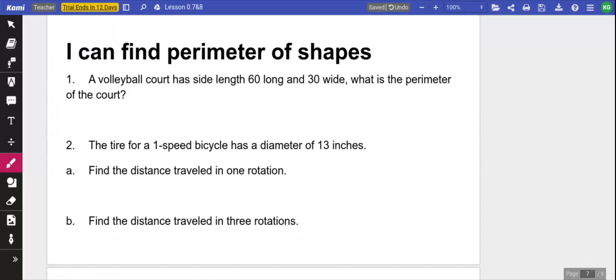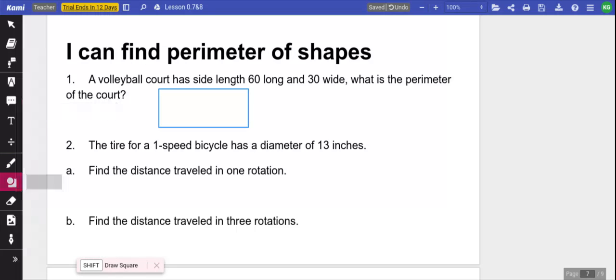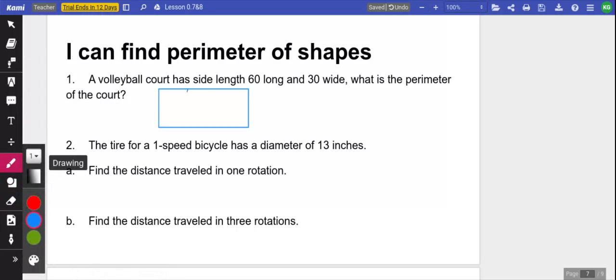Okay, here's some word problem perimeters. A volleyball court has a side length of 60 and a width of 30, which means this is also 60 and this is 30 and 30. What is the perimeter of the volleyball court? So I need to add up all the sides. So 60 plus 30 plus 30 plus 60 is 120 plus 180.